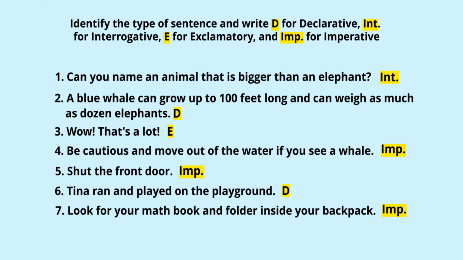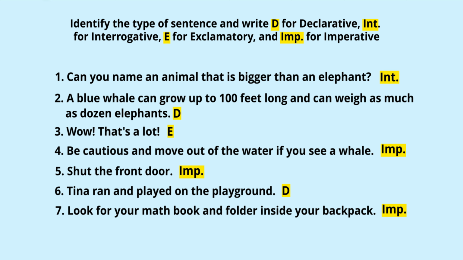The fourth one, be cautious and move out of the water if you see a whale. That means you're told to be cautious and to move out of water if you see a whale. So that's a command. So it would be imperative. The fifth one is shut the front door. That is also a command. You are told to shut the front door. So that would be an imperative sentence.